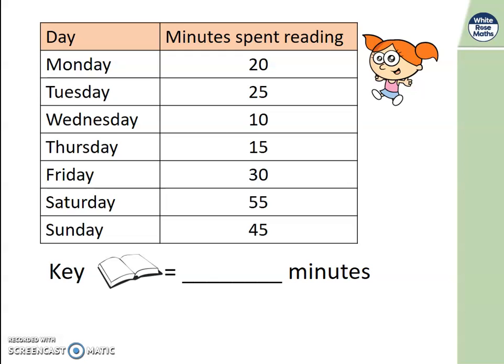So here we have the amount of time somebody has spent reading throughout the week. So we can add a key to show in our pictogram how much one book is worth. So have a think, looking at these numbers, what could we show? What could the key be? So one book equals blank minutes. We could say that one book equals 10 minutes or 5. It is up to you.